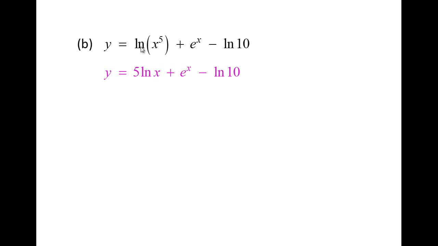So when we take ln of x to the 5, this 5 can be brought in front of the log by one of the properties of the log. So we get 5 ln x plus e to the x minus ln of 10. Now we take the derivative. So the derivative of 5 ln x, well, that should be 5 times the derivative of ln x, which is 5 times 1 over x. The derivative of e to the x is e to the x itself, and the derivative of ln of 10 is 0. So simplifying again, we get 5 over x plus e to the x.